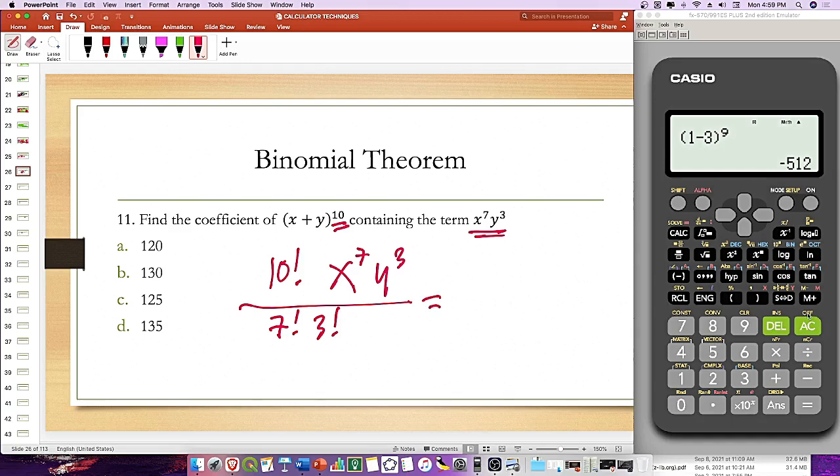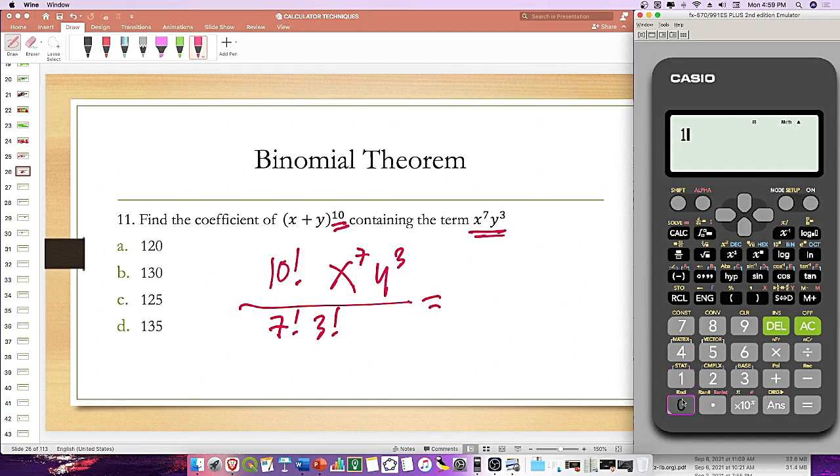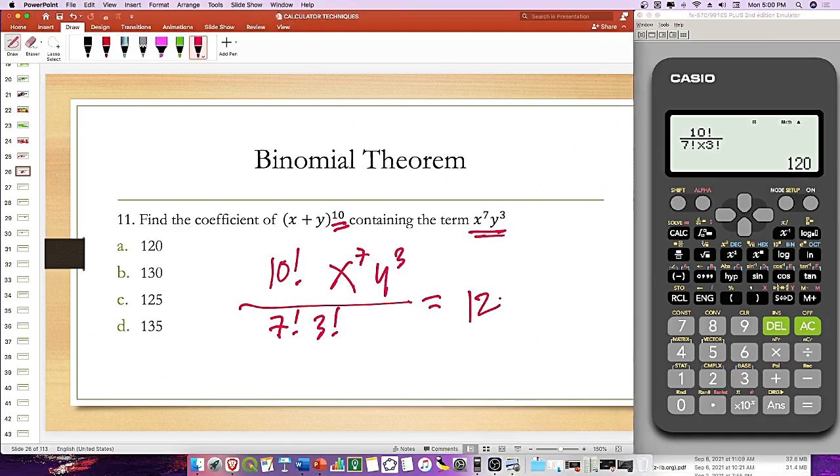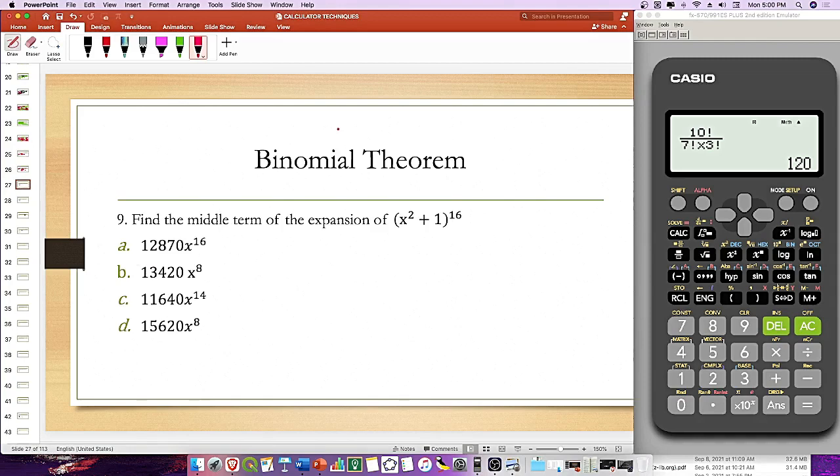So you will have 10 factorial divided by 7 factorial, multiplied by 3 factorial in the denominator. So the result will be 120. So we did not use any formulas here, right? That's the technique in learning binomial theorem. Again, let's try this one.